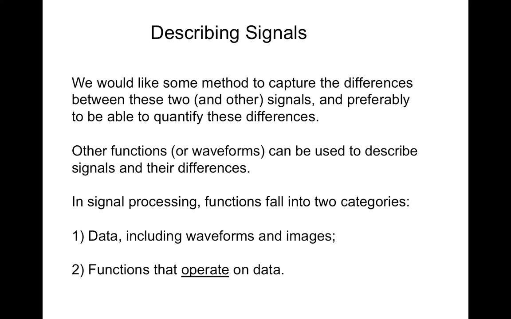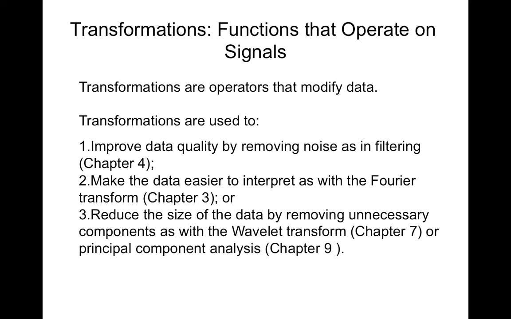Now, in signal processing, functions fall into two categories. The first category is data, which would basically be waveforms and/or images. And the second category are functions that operate on data. So transformations are basically operators that are used to modify data or operate on data.